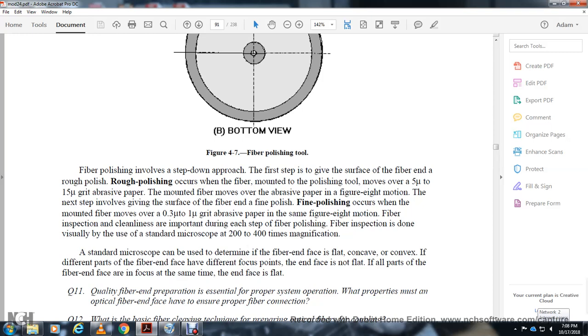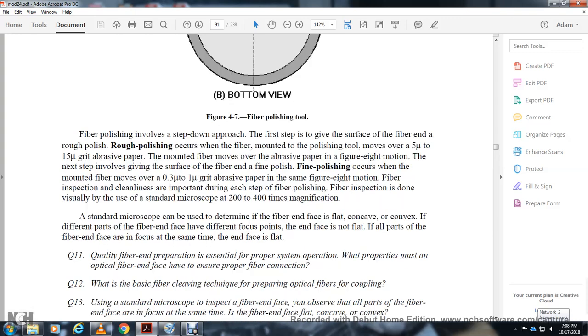Fiber inspection and cleanliness are important during each step of the fiber polishing. Fiber inspection is done visually with a standard microscope at 200 to 400 times magnification. A standard microscope can be used to determine whether the fiber end face is flat, concave, or convex. Different parts of the fiber end face have different focus points, and if the face is flat, all the parts of the fiber end face are in focus at the same time.